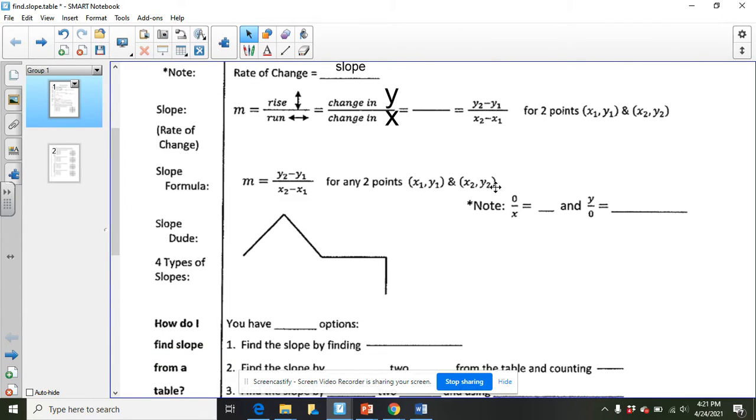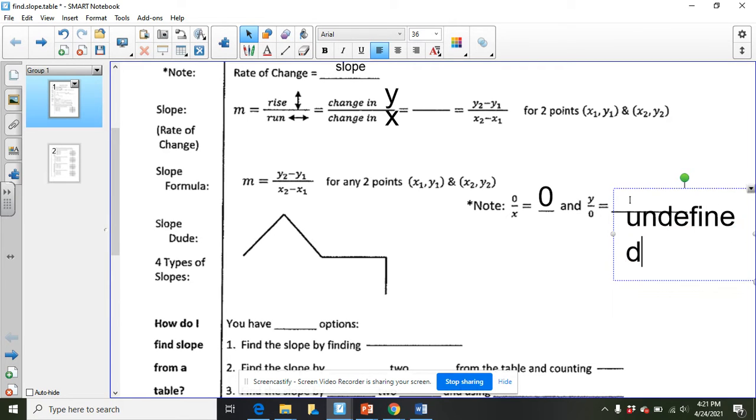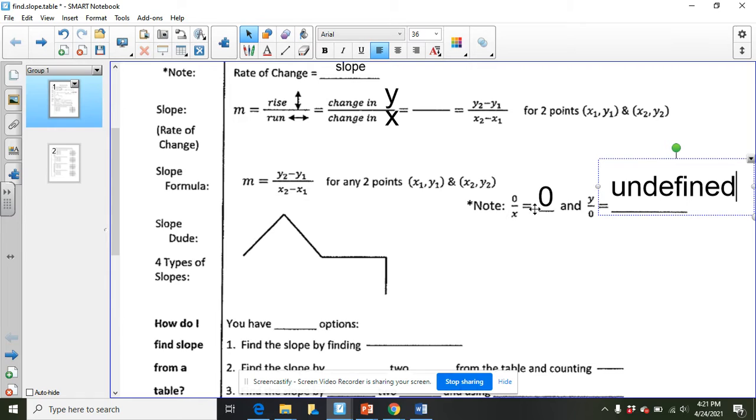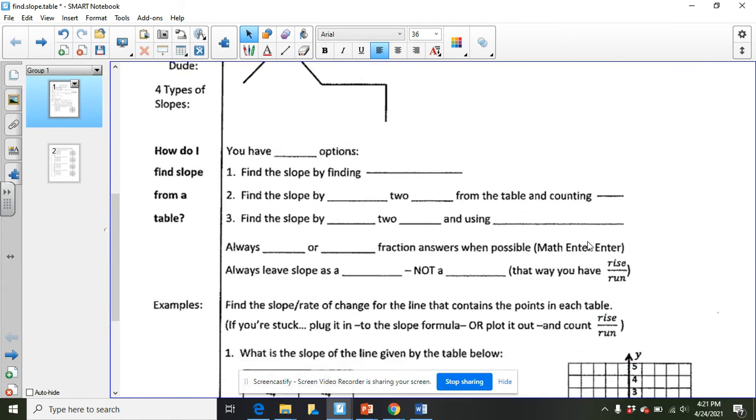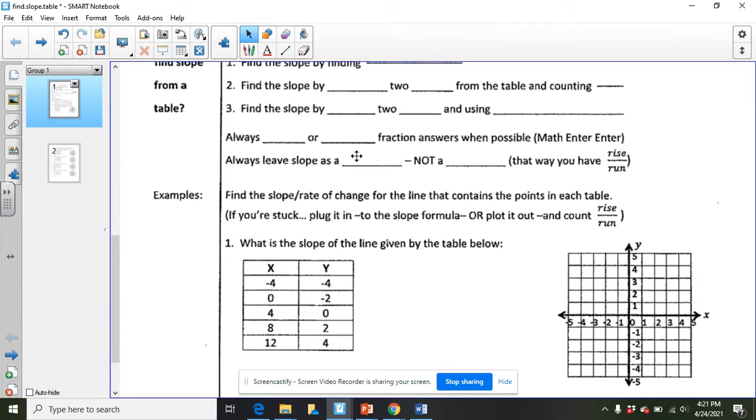And so just remember that when 0 is a result in the numerator, the slope is 0. But when 0 is a result in the denominator, in other words, the difference of the x's is 0, it's undefined. Okay, so again, if 0 is the difference of the y's, the slope is 0. But if 0 is the difference of the x's, your slope is undefined. All right, so always remember that you want to leave slope as a fraction, not a mixed number, because we're talking about rise over run.